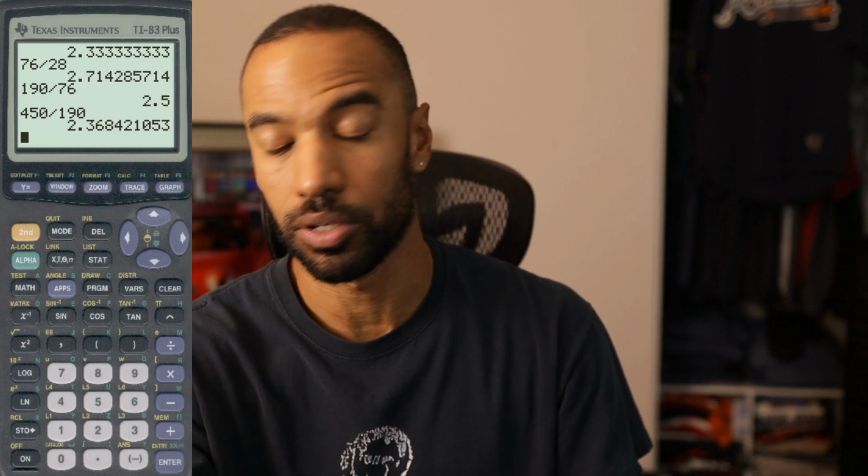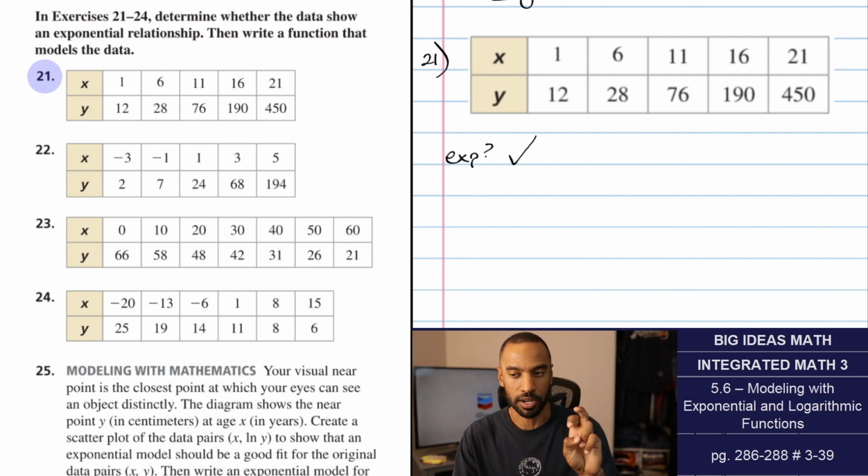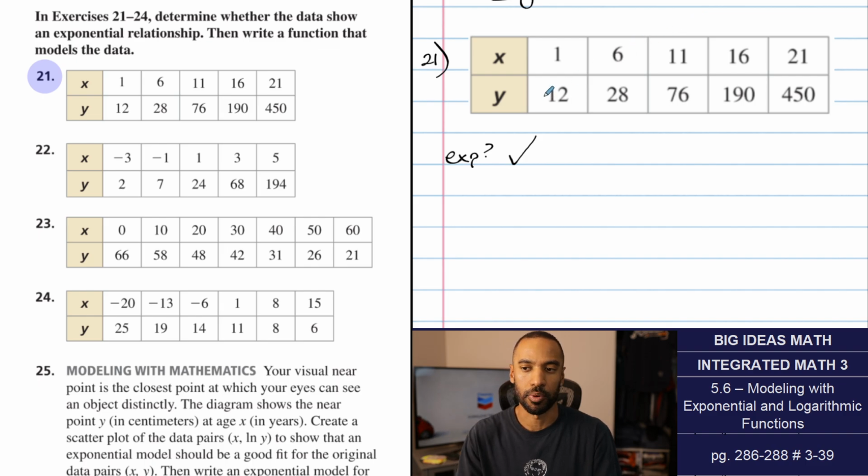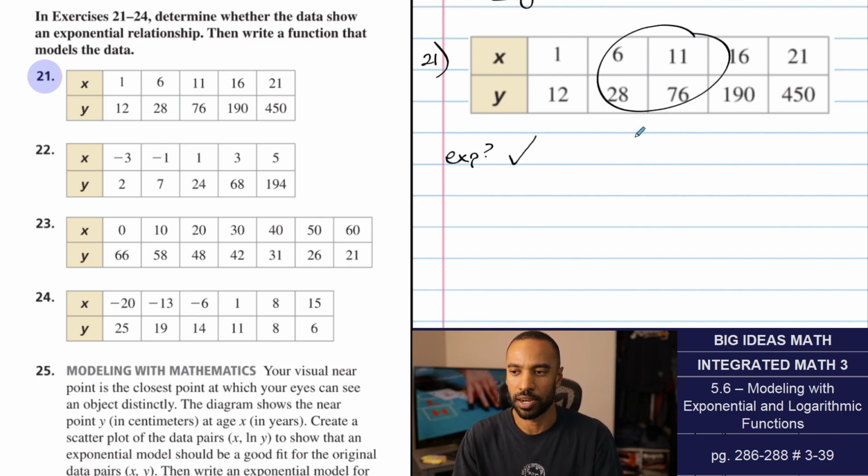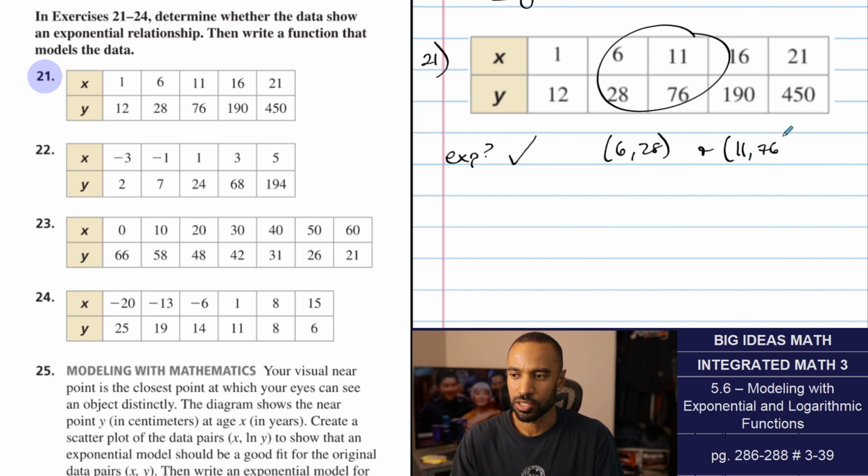So is this exponential? It appears it's exponential. Otherwise, you can't come up with a function. So I'm just going to go with this. Let's choose 2 points on here. I'm going to choose 2 randos. Let's go with these two. So 6 and 28 and 11 and 76. So this is going to be y equals ab to the x and y equals ab to the x.